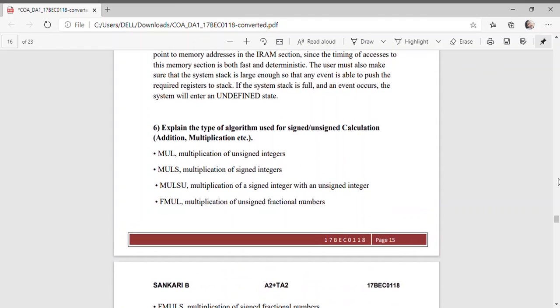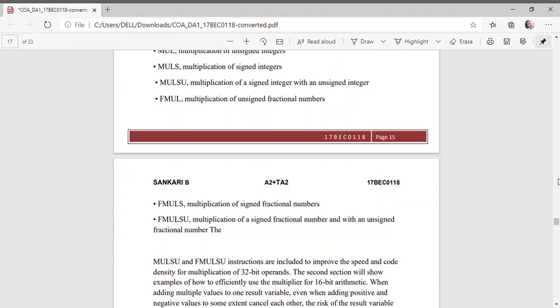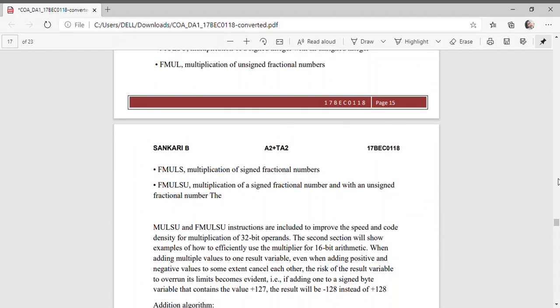And in the next question, explain the type of algorithm used for signed or unsigned calculation. In this question, different calculations are discussed, where MUL is basically multiplication of unsigned integers, MULS is multiplication of signed integers, MULSU is multiplication between a signed and an unsigned integer, FMUL is multiplication of unsigned fractional numbers, FMULS is multiplication of signed fractional numbers, and FMULSU is multiplication of signed fractional numbers with unsigned fractional numbers.